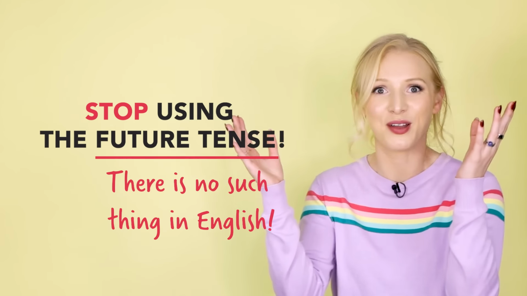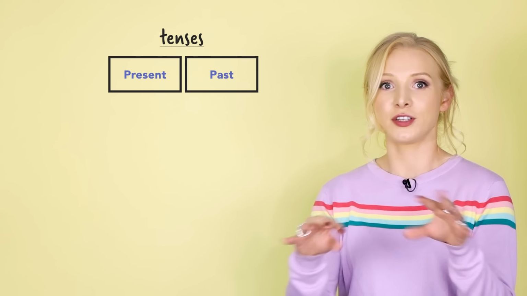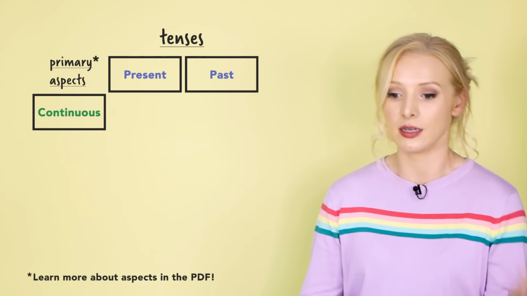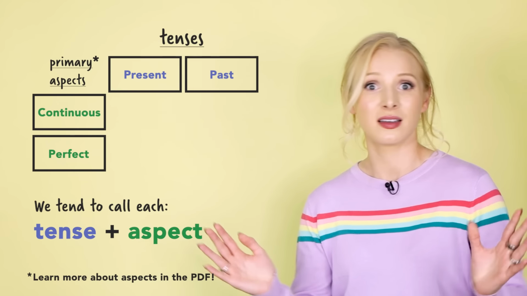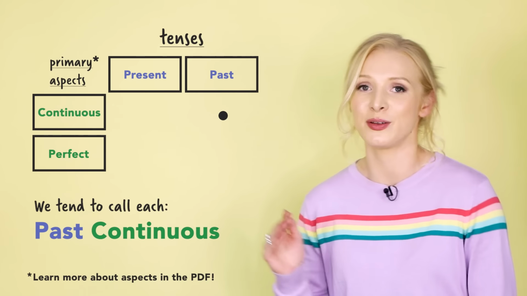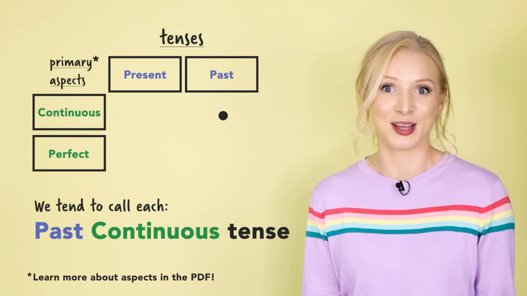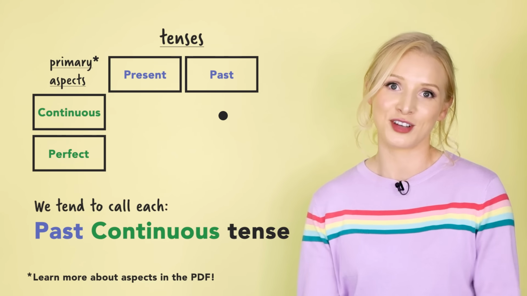I know. Mind blown. If you look in most grammar books, you will likely see a section named something like talking about the future and not future tenses. In fact, there are only two tenses in English, the present and the past. These tenses are then further divided into aspects like continuous and perfect. We tend to call each tense plus aspect a tense. For example, the present perfect tense or the past continuous tense. It's just simpler to think about them like this, and it's probably what you've been taught at school and all through your English learning journey.